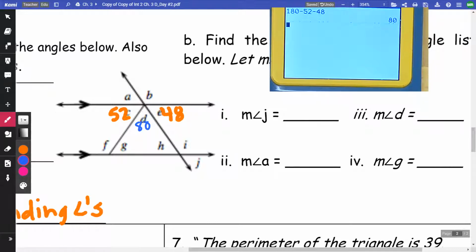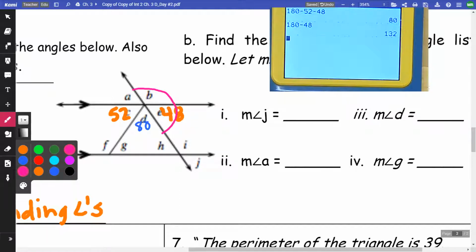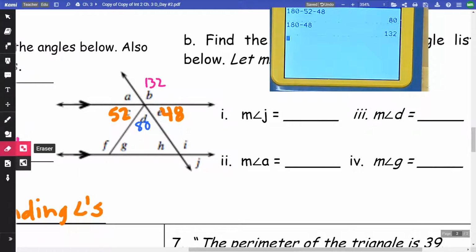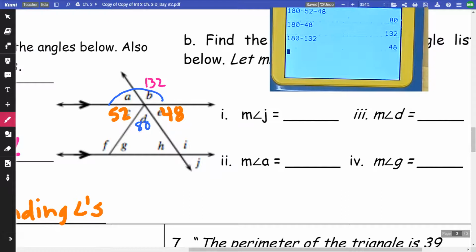Okay, because all three of these together make 180 degrees. They form a straight angle. And I know that B and E are going to make 180. So I'm going to go 180 minus 48. And that's going to give me 132 here. So it's going to be 132. I know that B and A together are going to be 180. So 180 minus 132 is going to give me 48. So I could have also said that angle A and E are vertical angles.